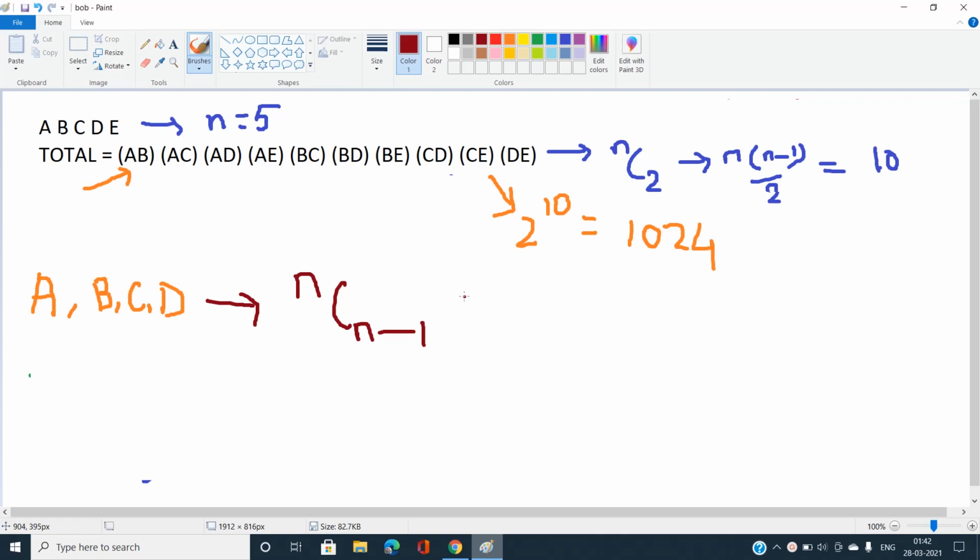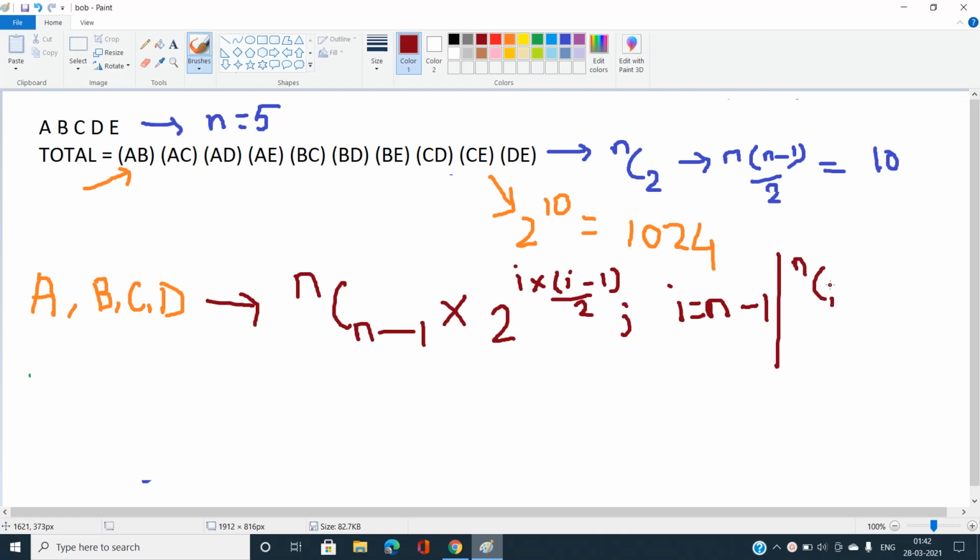If I'm going to choose this one, what should be the total number of combinations possible for this one? It is 2 power I into I minus 1 upon 2. And what is I over here? I is simply n minus 1. So in the more general case, we can write nCI into 2 power I into I minus 1 upon 2, and we need to subtract this one.